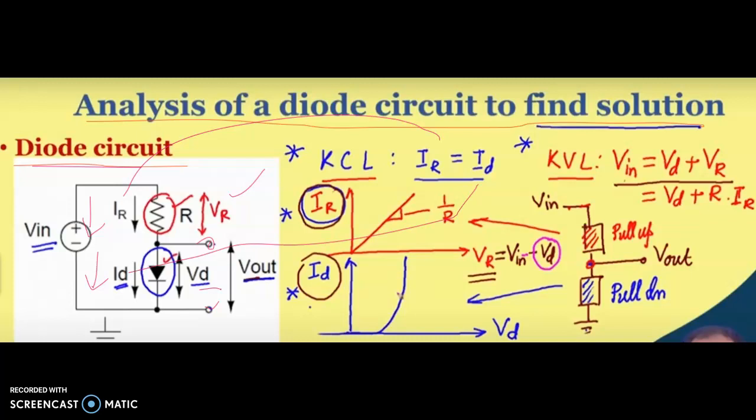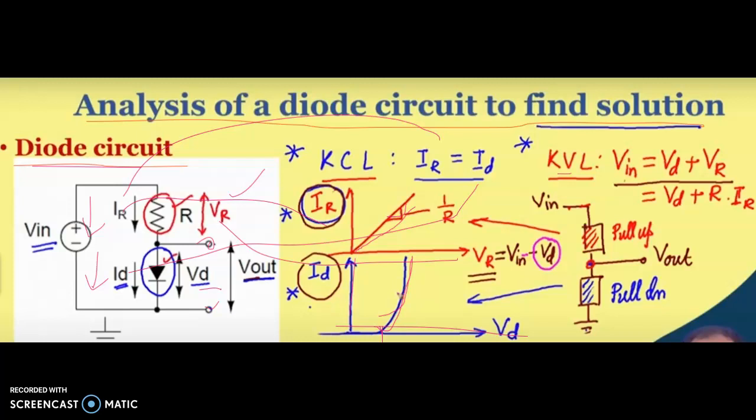Here IR versus VR. This VR versus IR is linear. Okay, this portion has slope 1 by R. Here in between, in VD, diode, x-axis VD, y-axis ID, the current flows like this. It depends upon the silicon or germanium diode.